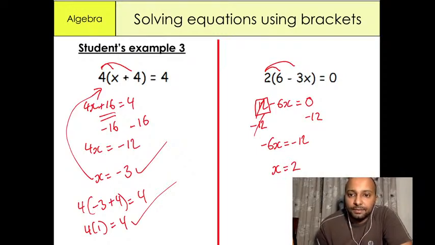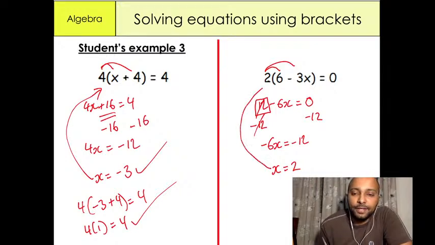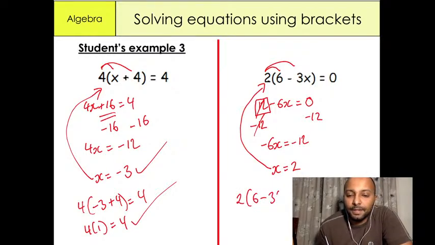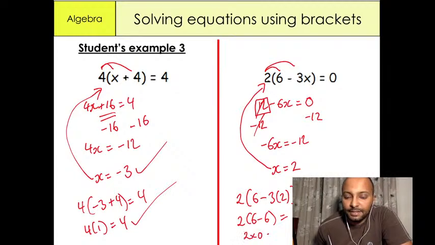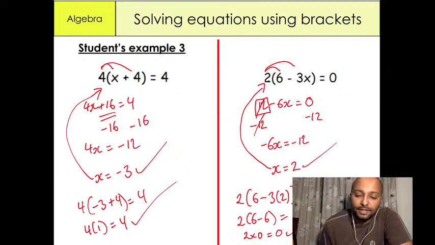And you can always check whether it's correct or not by putting the answer back into the equation. So you have 2(6 - 3 times 2) = 0. So 3 times 2 is 6. 6 minus 6 equals 0. 2 times 0 is 0. So that's correct.